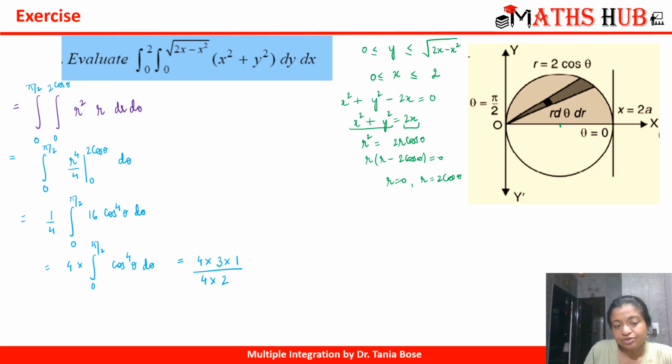So it is 4 into 2. And since the power is even, I'll multiply it with pi by 2. So 4 cancels and we get the answer as 3 pi by 16, right? So I hope you understood this question, how we converted these variables from the Cartesian system to the polar system, right?